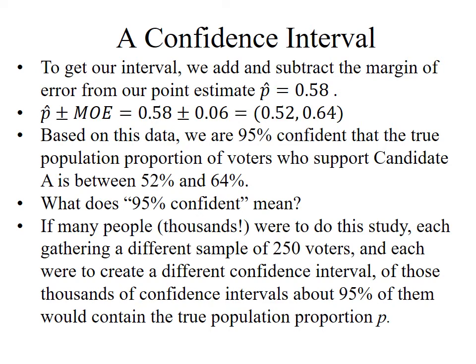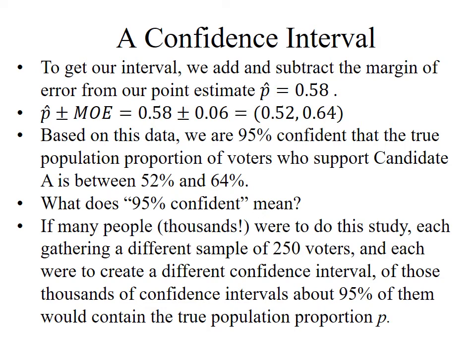So what do I say based on this? We are 95% confident that the true population proportion of all voters in the whole state who support candidate A is somewhere between 52% and 64%. That's a really important sentence. That's absolutely huge. I want you to be able to compute a confidence interval. I mean, to do the math, that's important.